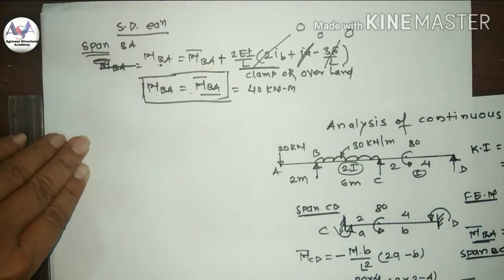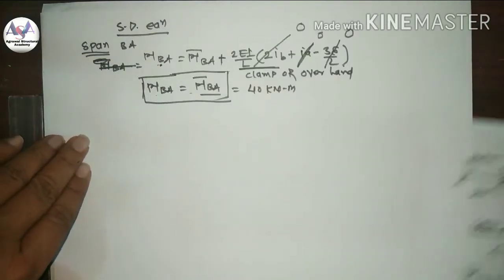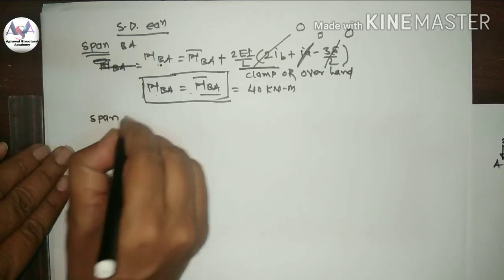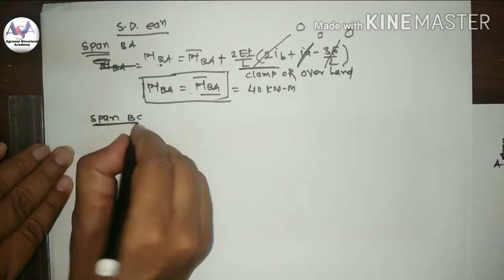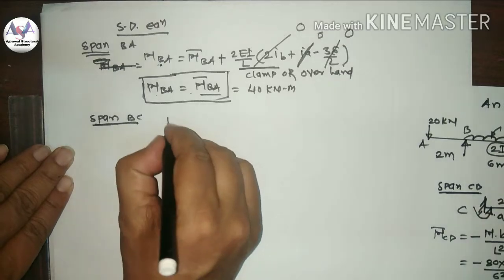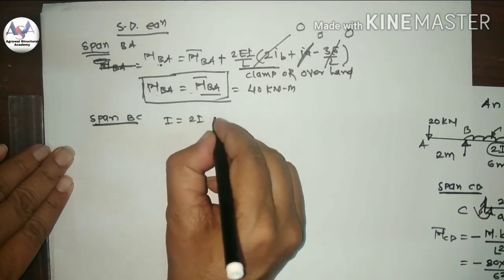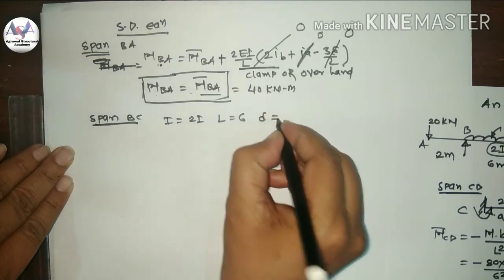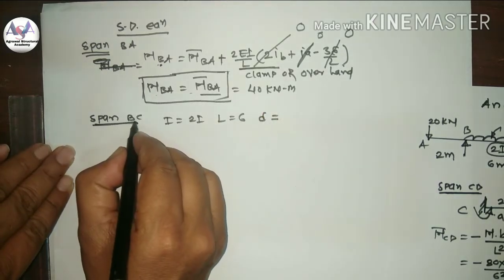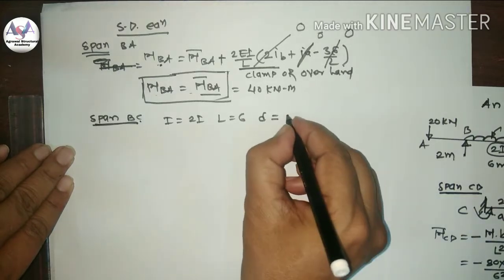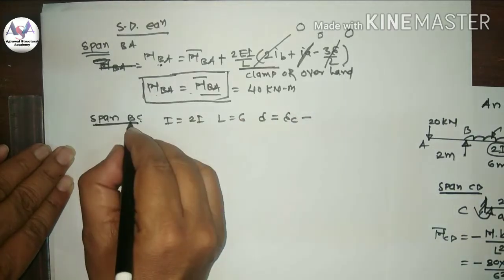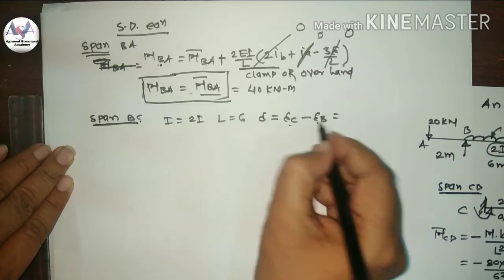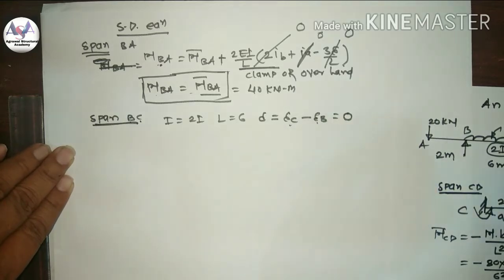MBA is equal to M bar BA. Then next is the span BC. So for the BC, first I is equal to 2I, then L is equal to 6. Now delta, how to calculate? Delta is equal to, take the preceding end C, delta C minus delta B. So here delta C and delta B both are 0, so this answer is 0.